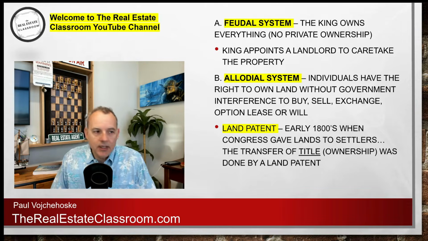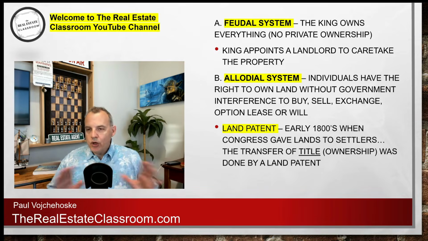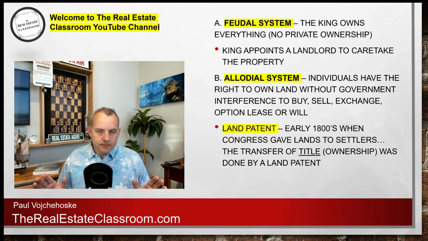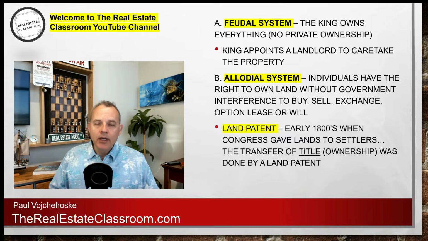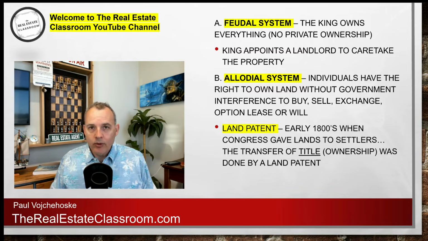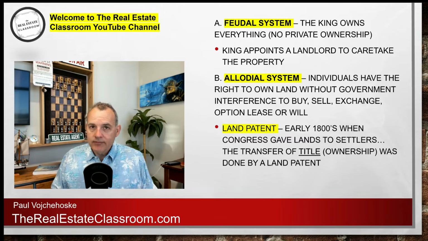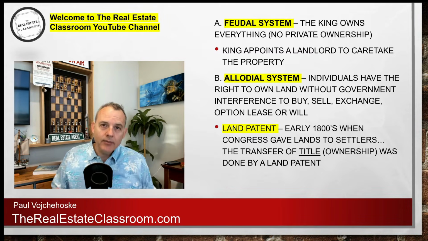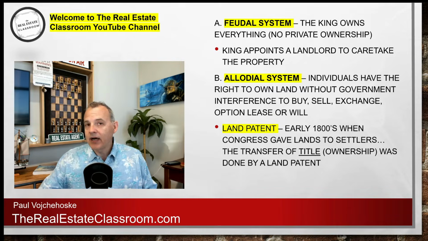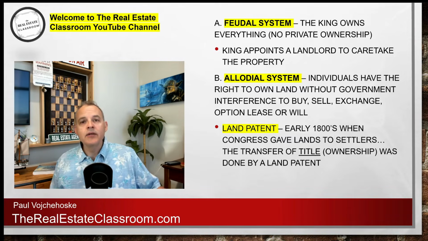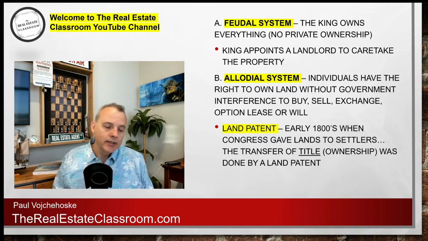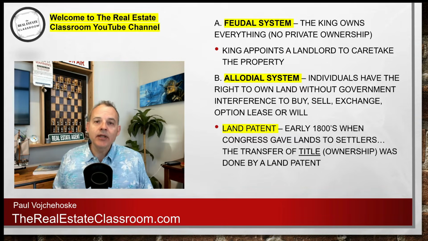And the feudal system is the king owns everything. The king owns everything. There is no private individual ownership. And what would happen is the king would appoint a landlord over a certain size parcel of land. And maybe the king would even appoint certain peasants to work for that landlord. But the landlord doesn't own it. They're just a lord over that property. And at any time, the king could fire that landlord, or if that landlord died, then the king would reappoint a new lord. And remember, the king owns everything under the feudal system.